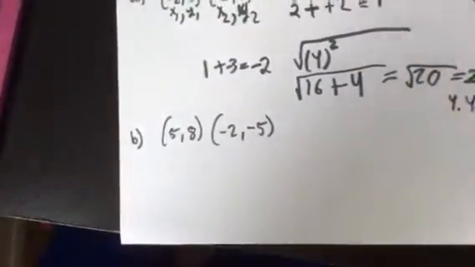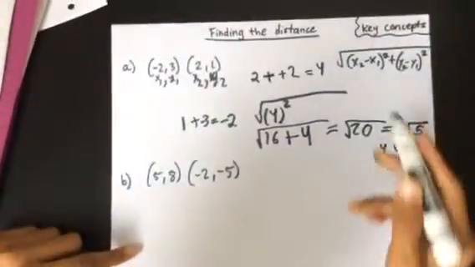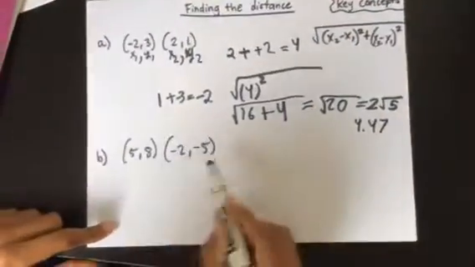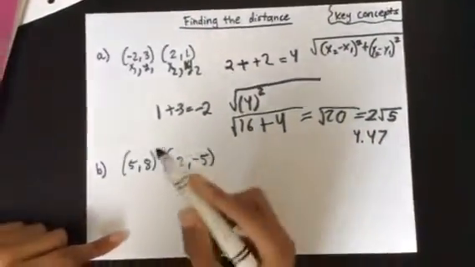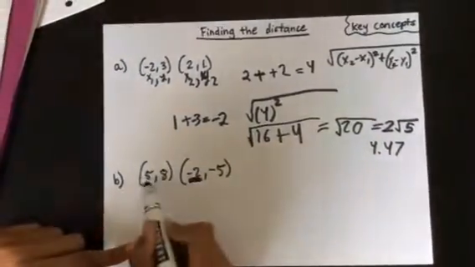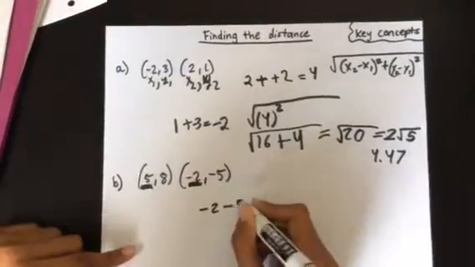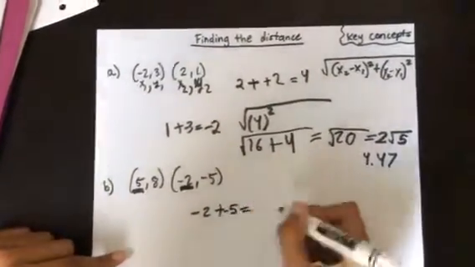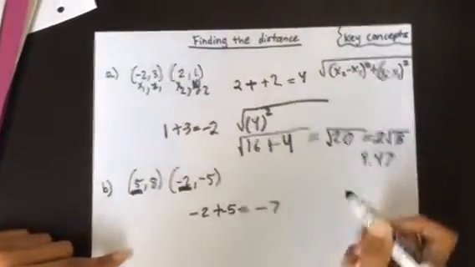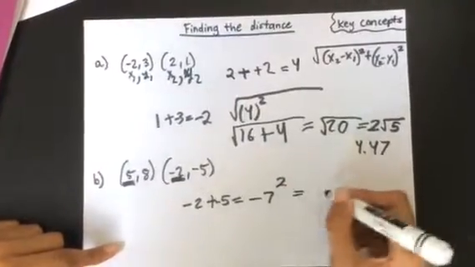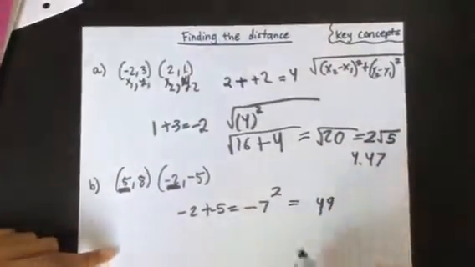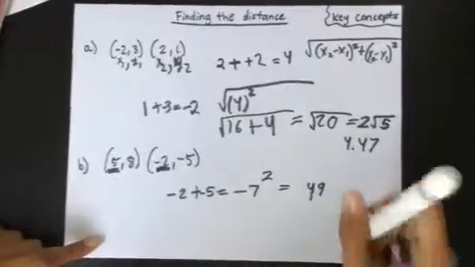So let's go ahead and do another one. Same thing, you use that formula. So we do x sub 2. X sub 2 is right here. Subtract that by that. So you get negative 2 minus 5, and you get negative 7. And once you've got negative 7, you square that. You get 49.